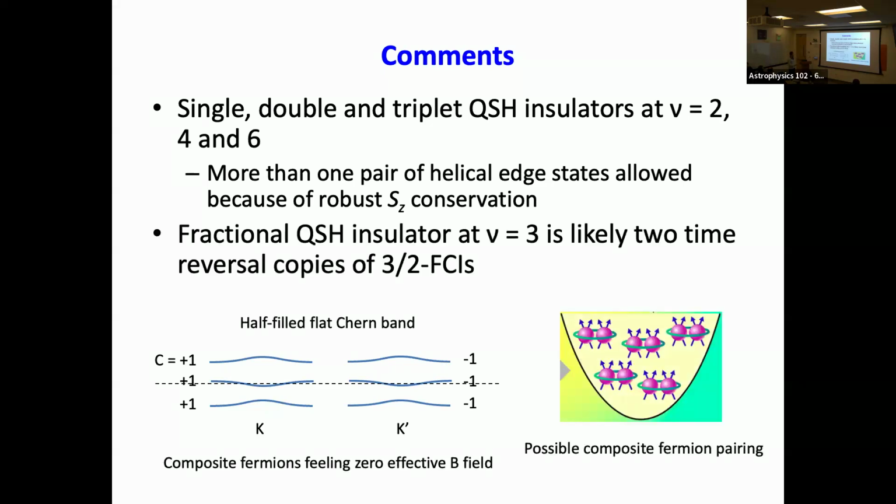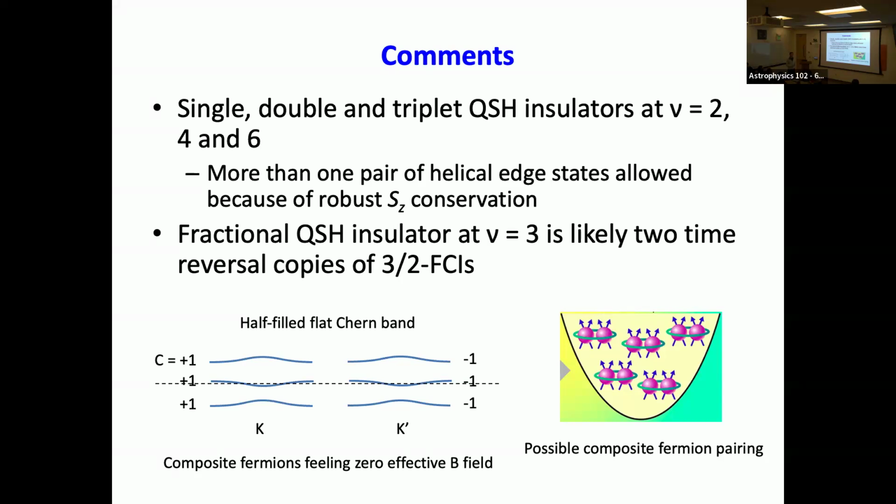And for the nu equals 3 fractional state, it corresponds to a half-filled level with the Fermi energy located in the middle of the band here. We suspect that most likely it's 2 time-reversal copies of 3 half FCIs, and because it's half filling, the composite fermions will see zero magnetic field, and since it's a gapped state, the experimental data may be suggesting composite fermion pairing for these states.